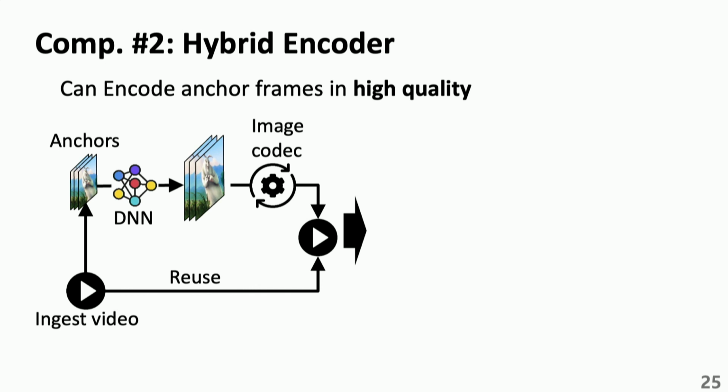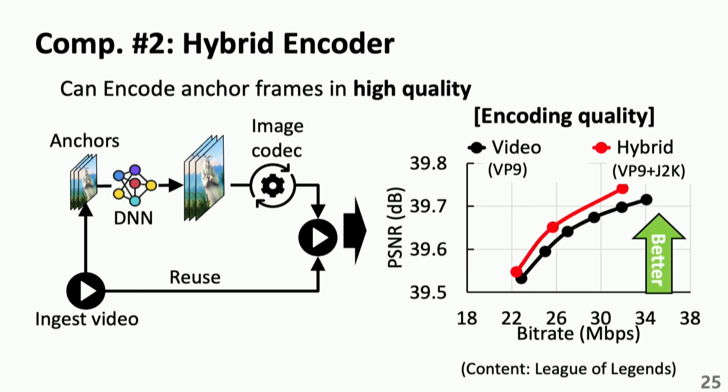Next, non-anchor frames are directly sent at low resolution, providing a large room for encoding anchor frames. At the same time, anchor frames are located sparsely, so image compression does not severely harm compression efficiency. As a result, hybrid encoding provides comparable compression efficiency compared to traditional video encoding.